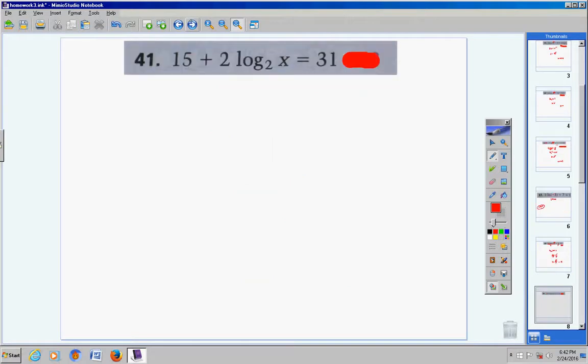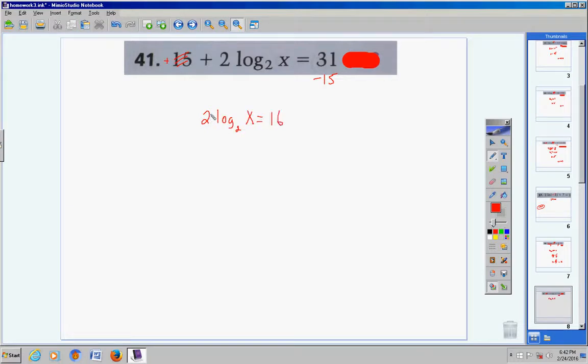Alright, moving on to number 41. Step 1, we're going to isolate the logarithm. Now here's the word logarithm right here. And here's the argument. So I have to get rid of a 2 and a 15. So first we're going to bring the 15 over and make it a negative 15. It was positive. That leaves us with 2 logarithm base 2 of x equals 16.